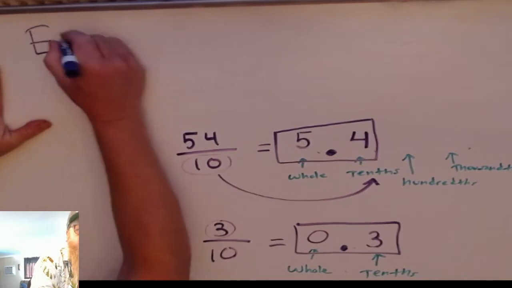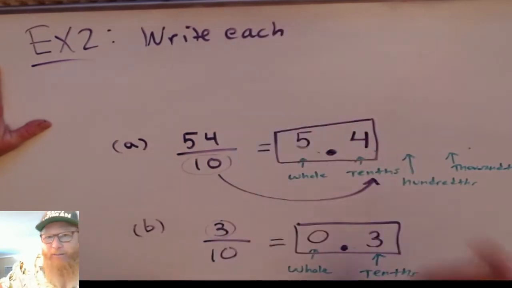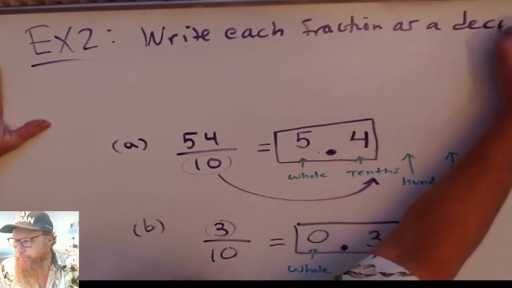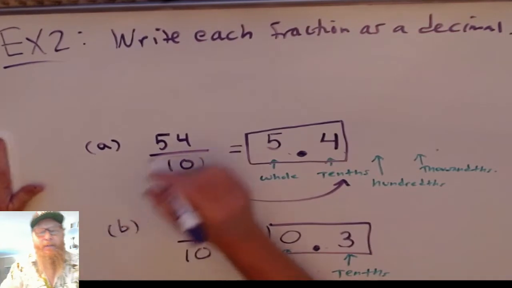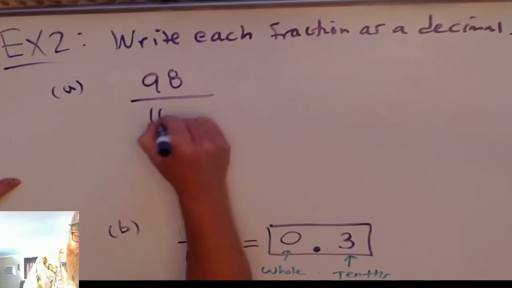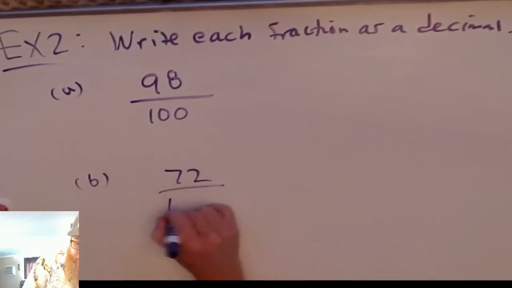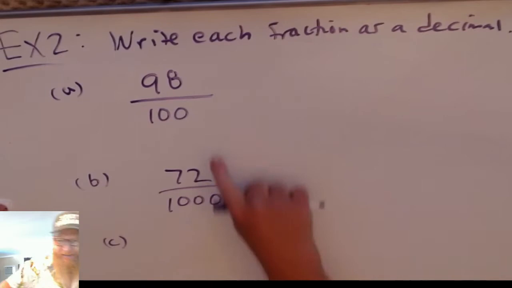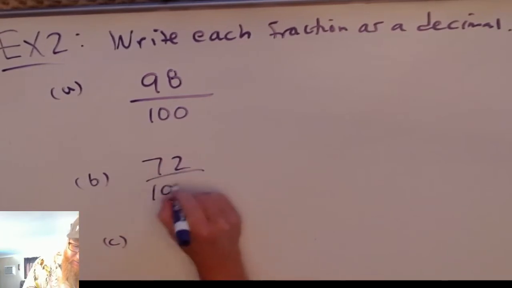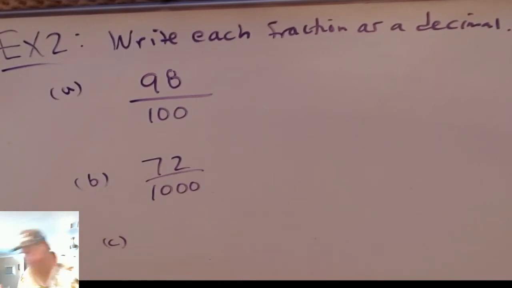Let's do some higher powers. Write each fraction as a decimal. And let's do some higher powers like hundredths, maybe thousandths. I said hundreds. I should have said hundredths. I know. We'll do thousandths. Oh, that's thousandths, 3 zeros. And I guess we'll go to 10 thousandths.